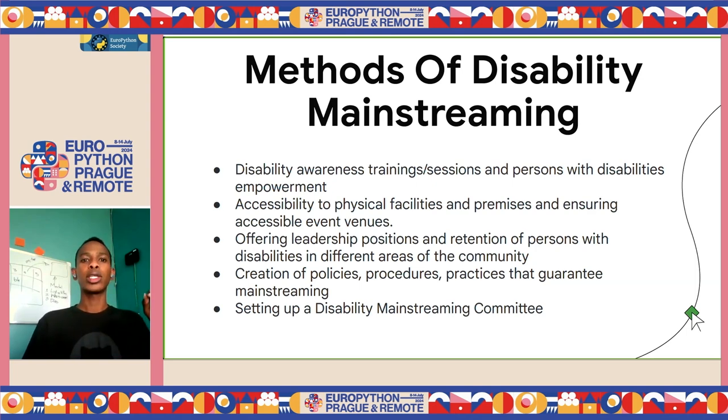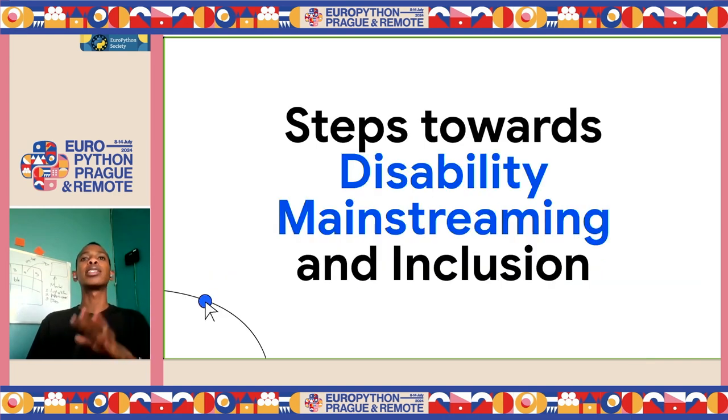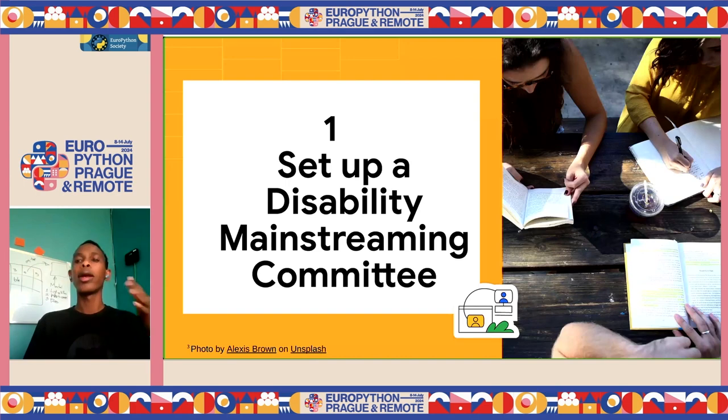Disability awareness training sessions and persons with disabilities and empowerment, and then accessibility to physical facilities, offering leadership position to these people, creation of policies and procedures and practices that guarantee mainstreaming, and then setting up a disability mainstreaming committee. So I'm going to share with you a step-by-step overview of how we're actually going to get started and then how we're going to move on. So the first thing is to set up a disability mainstreaming committee.